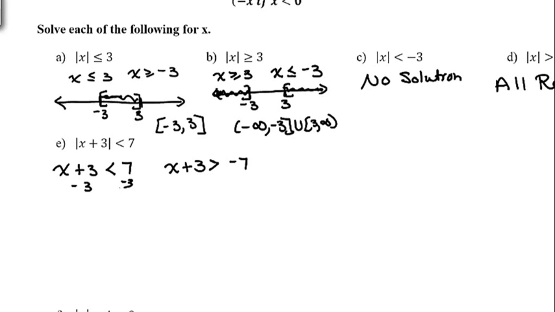Subtract 3 from both sides. For the first one, we get x is less than 4. And for the next one, subtract 3 from both sides, and we get x is greater than -10.